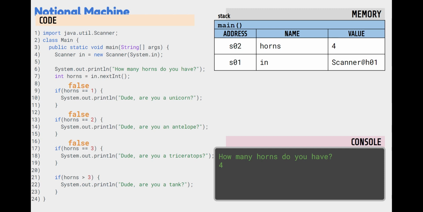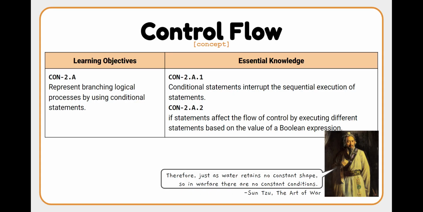Down to line 21 now, we're asking if horns is greater than 3. 4 greater than 3. That will evaluate to true. We will get to go inside that algorithm and execute all of the lines inside that algorithm. And then we will print, "Dude, are you a tank?" So what we see in these examples is that we are not going to necessarily execute every single line of code that we write anymore.